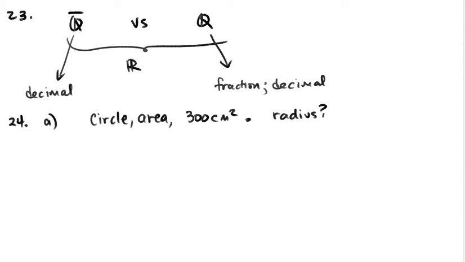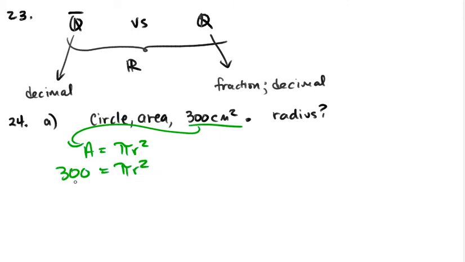Here are the important points for 24a. We're dealing with a circle, we're dealing with area, and we've got a value for the area of 300 centimeters squared. So the formula is pi r squared, and I know that the area, which is A, is 300. So we did this in the last unit. Divide both sides by pi, and then take the square root. So I use my calculator to calculate the square root of 300 over pi to get my radius.